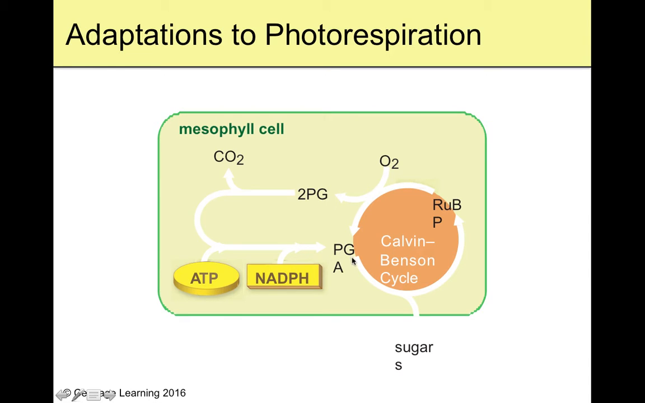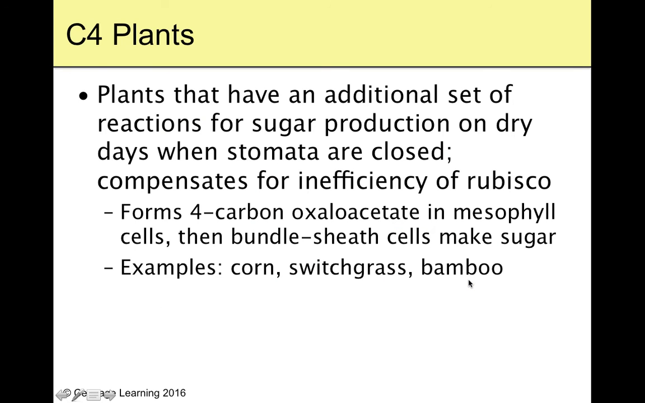And so we still can, excuse me, we still can make that PGA, and we still can get into that Calvin-Benson cycle, but it takes this long loop around to get there and a lot of extra energy to get there, when you guys already know that the Calvin-Benson cycle itself consumes a lot of energy. So we still can make sugars, we're just not efficient if we're doing photorespiration.